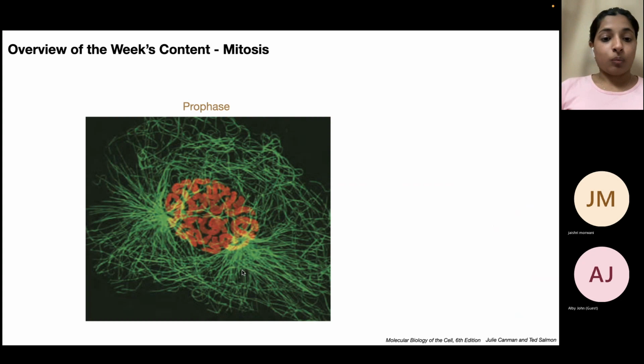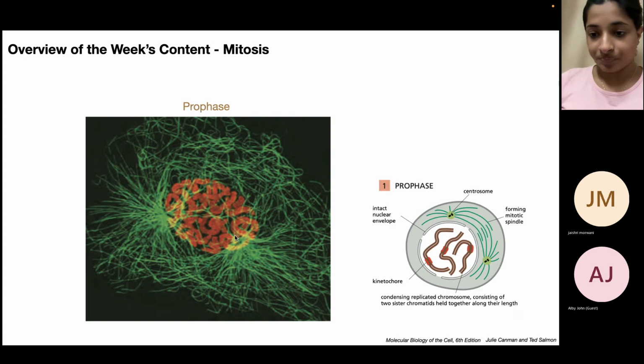Here, what we should appreciate is that these are the microtubules, and in red here is the chromosome. So in the prophase, we can see there is an intact nuclear envelope, which is not stained here, but we can see that all the chromosomes are present nicely within this boundary-like region, which is the nuclear envelope. So the nuclear envelope is still intact.